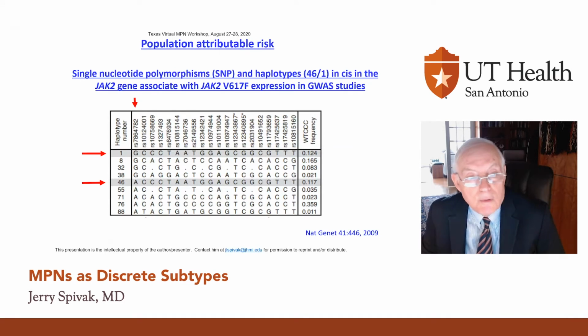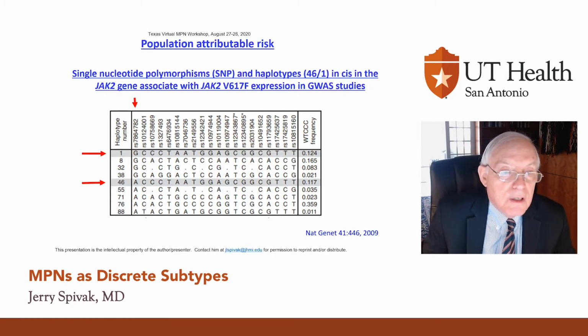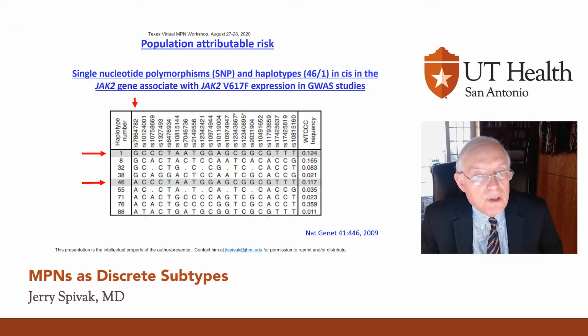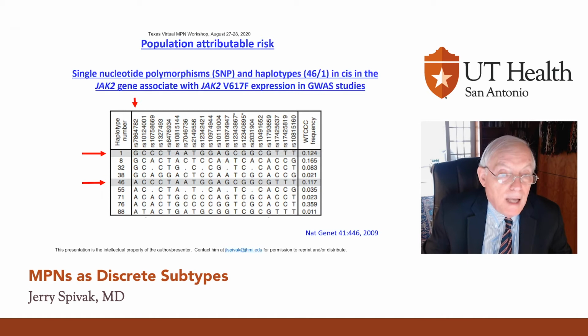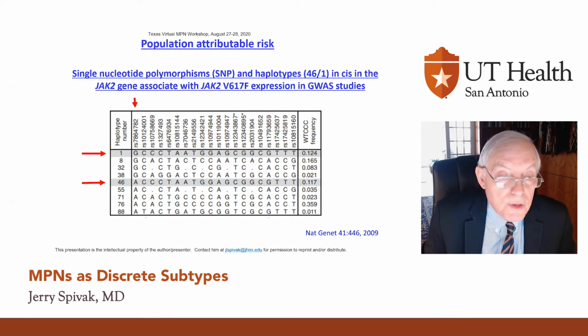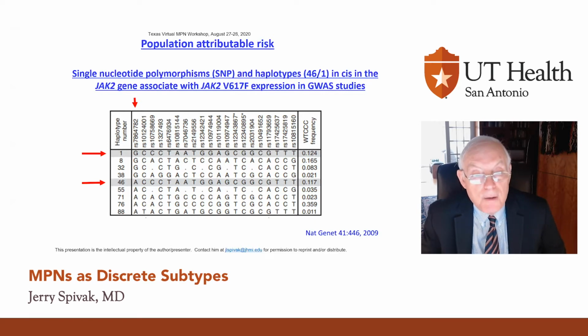First, population attributable risk. It turns out that on genome-wide association studies, there are single nucleotide polymorphisms and haplotypes of these SNPs which associate in cis with the JAK2 gene and JAK2 V617F expression in the population. And I've shown you two important haplotypes here, both with 20 SNPs, only one different between the two. And these haplotypes provide a germline predilection to having the JAK2 V617F mutations.